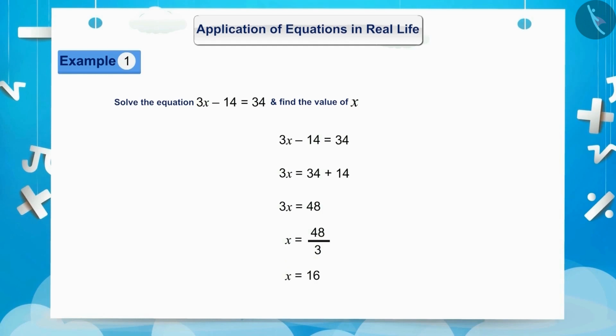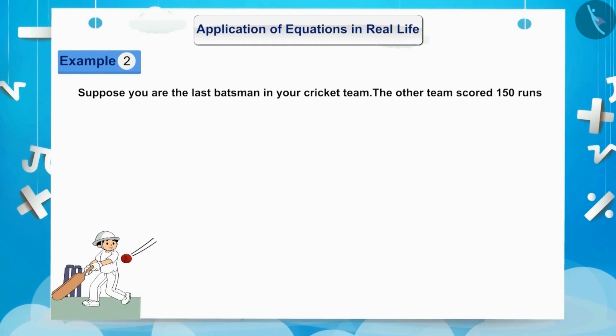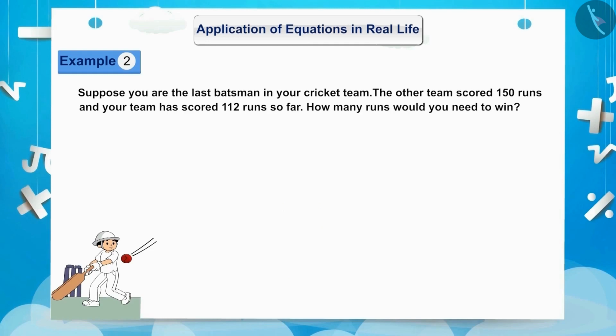In this lesson, we will see how equations can be applied in our daily lives. Suppose you are the last batsman in your cricket team. The other team scored 150 runs and your team has scored 112 runs so far. How many runs would you need to win? Can you represent this situation using the algebraic form? Let's do it together. Suppose you need to make x runs. Here, x is a variable and its value is unknown.